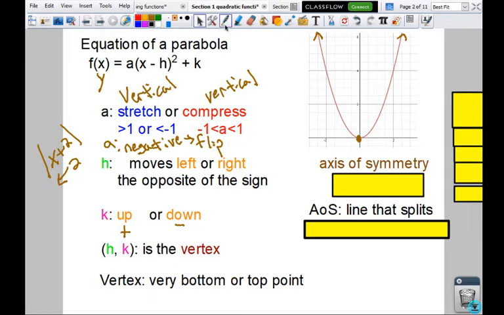If it gets flipped upside down like this, I have a very top point, and my vertex would be right there. That would be my vertex, my very top point.